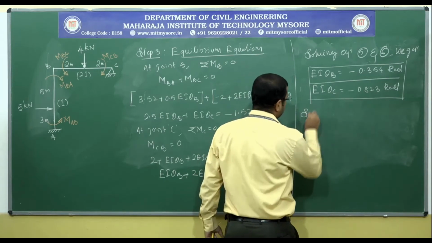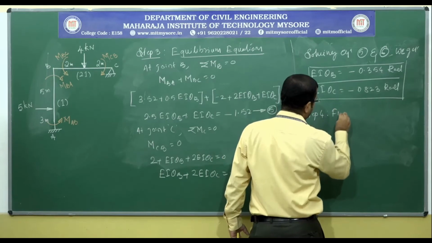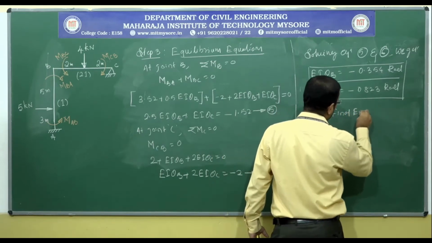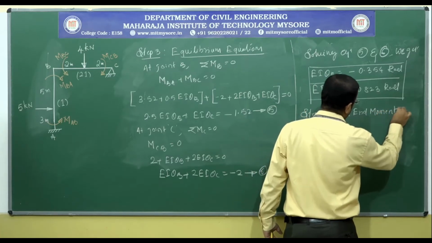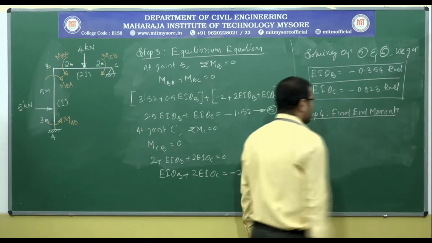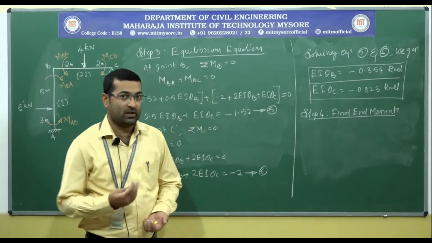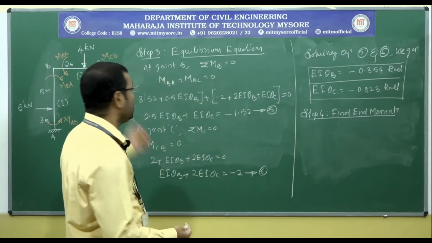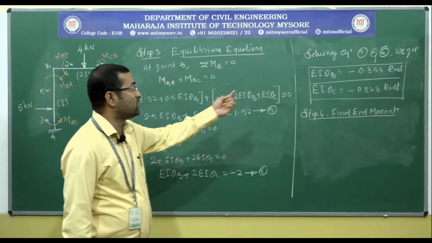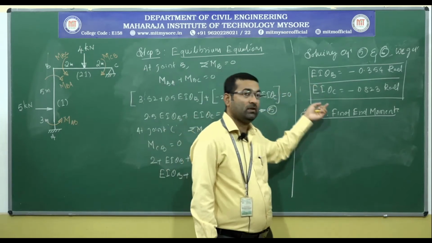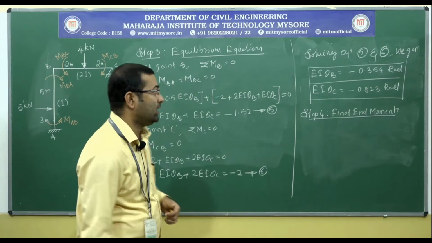So, let me say step number 4, final end moments. Okay. In this step what we need to do is use the slope deflection equations which we have written in step number 2. In all those equations we need to substitute the values of EI theta B and EI theta C respectively, then work out the end moments.